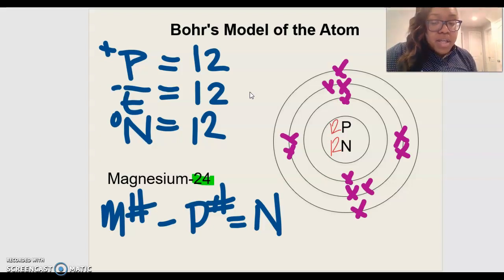Okay, so let's go over it again. We have 1, 2, 3, 4, 5, 6, 7, 8, 9, 10, 11, 12. So I have now effectively illustrated the amount of electrons that are orbiting my nucleus through the Bohr model.